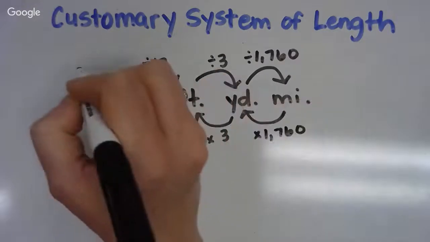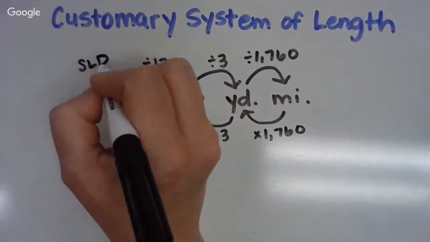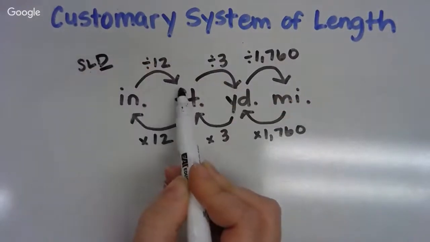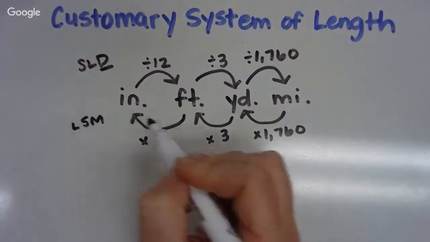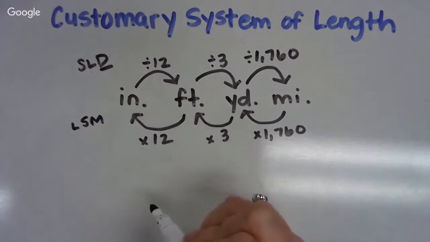We have said that when we go small to large, we divide. So small to large, divide, and large to small, multiply. So that is the chart that we should have created.